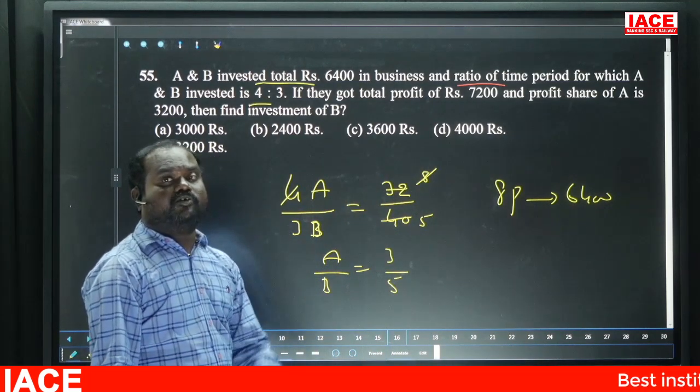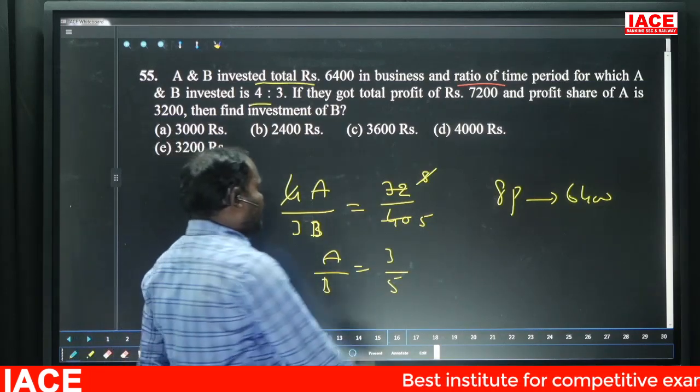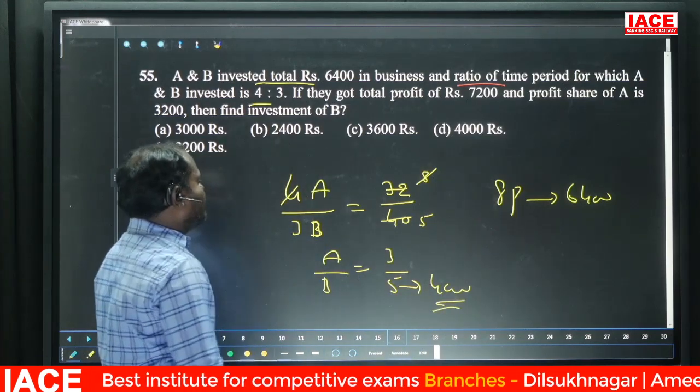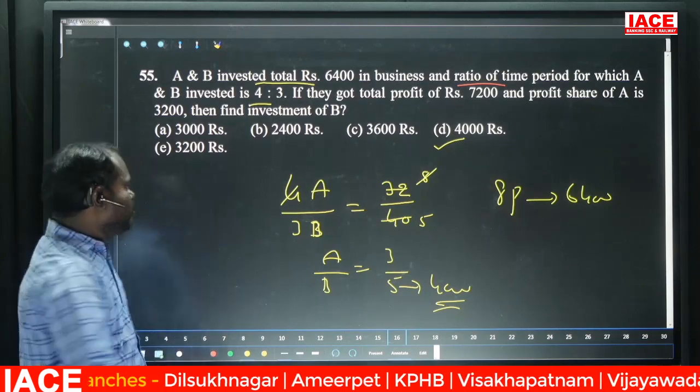But the question is not that. The question is asking about the B share. One part is 800, 5 parts will be 4000. 5 8s are 40, 4000, nothing but option D. Option D. Right. Next.